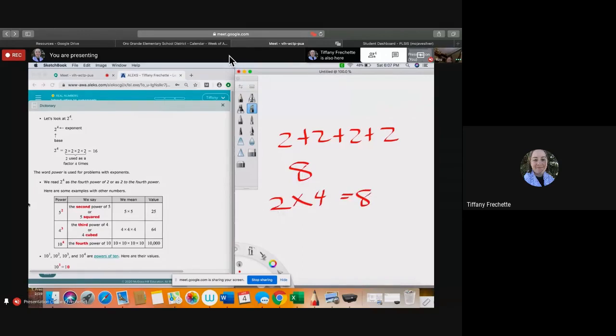So we taught you a way to write repeated addition. Well, this is how you write repeated multiplication. Instead of writing 2 times 2 times 2 times 2, you can just write 2 to the 4th power. It means the same thing. It's just a way to write repeated multiplication. That is all an exponent is. Okay?